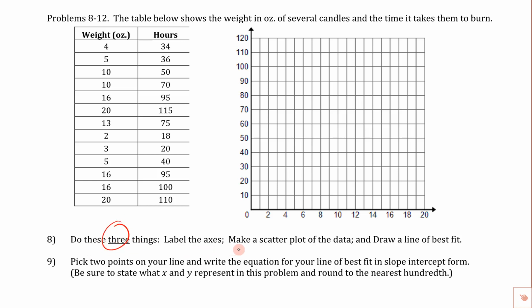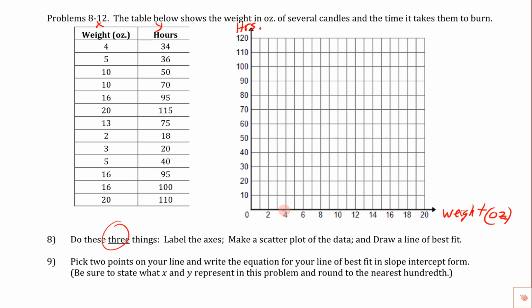We're going to label the axes, make a scatter plot of the data, and then draw a line of best fit. Okay, so label the axes. So if this is going to be like the x-axis, that's going to be like the y-axis. We're going to do weight, and I'm going to label that in ounces. And then up here, this is going to be the hours that it burns. And make a scatter plot for the data. So I'm going to go ahead and do a couple of these and then make sure we're on the right track, and then I'll turn you loose on it.